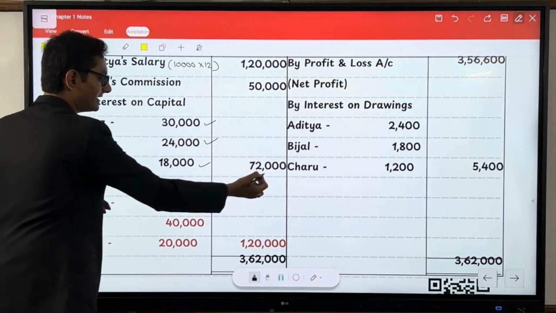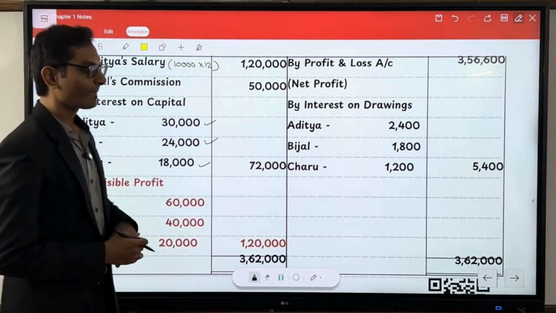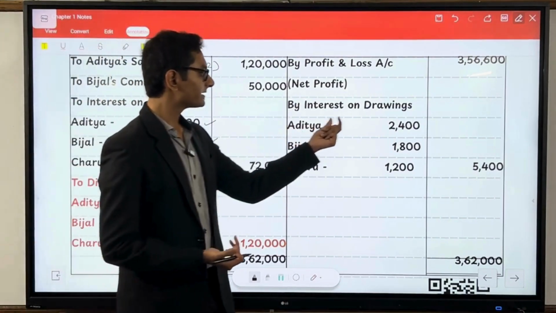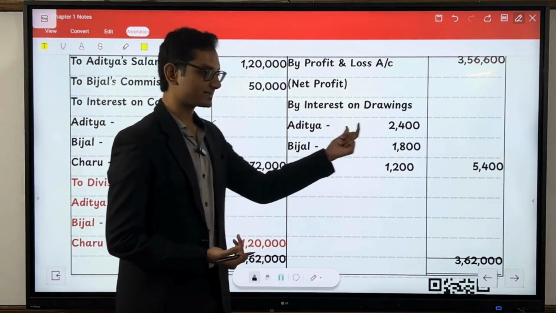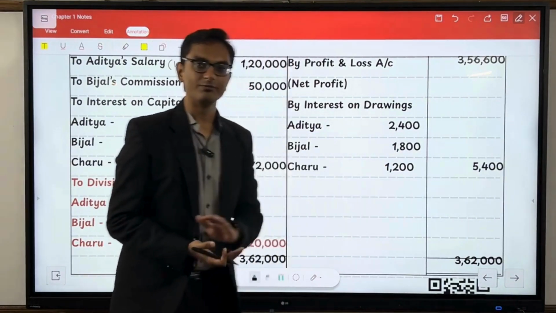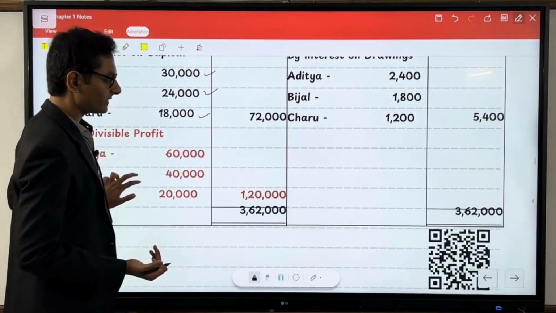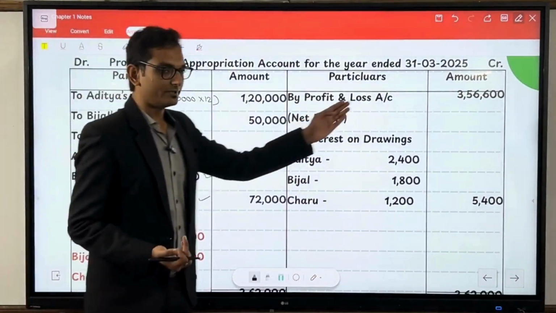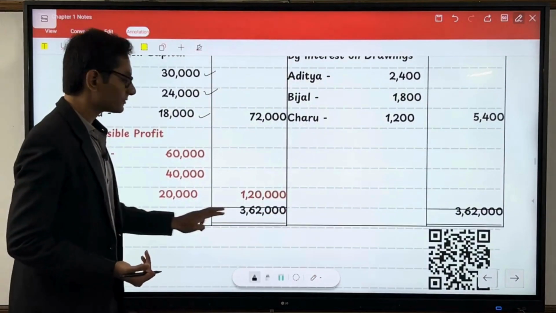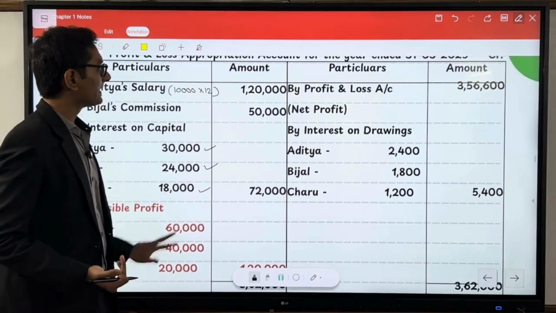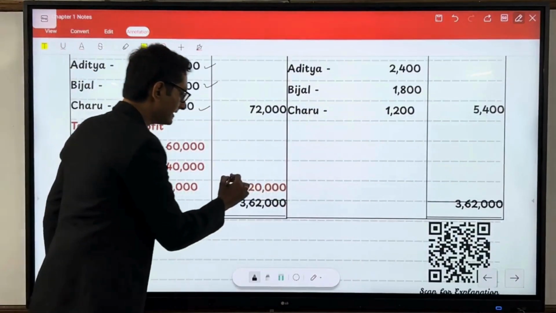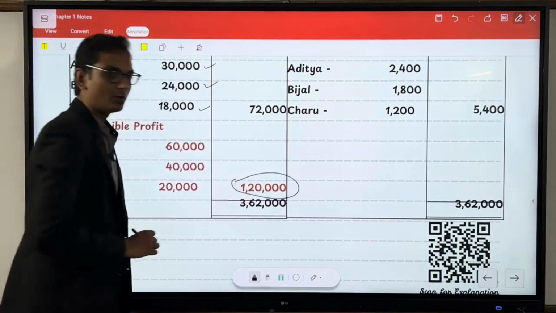The total interest on capital will be written in the outer column, 72,000. Interest on drawings is an income for the partnership firm. So from Aditya we received 2,700, from Bijal 1,800 and from Charu 1,200. Total 5,400 we have received. So at the end we need to do the total: 3,56,600 plus 5,400 comes to 3,62,000. If you subtract the expenses 120, 50 and 72, you will get the divisible profit, which is 1,20,000.